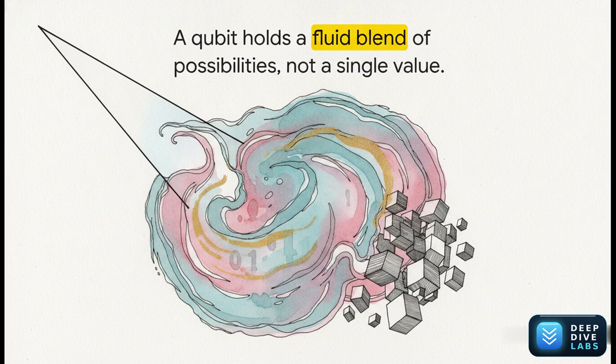And why should you care? Because that hidden blend is the entire secret to quantum computing's power. It's the reason these machines might one day design miracle drugs or crack unbreakable codes. Not because they're just faster versions of your laptop, but because they compute in a fundamentally different way.